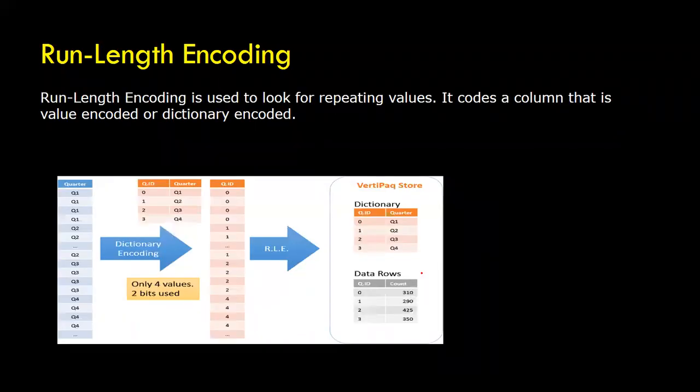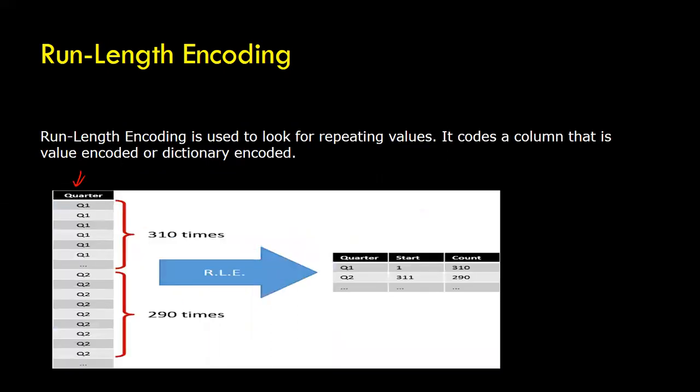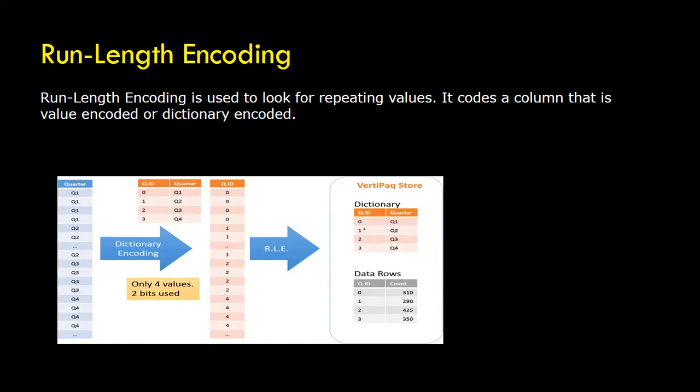And again, here it uses dictionary encoding. In this case, for Q1, Q2, Q3, Q4, it takes the distinct values and assigns an index value to each. So instead of the quarter value, it replaces the quarter with the index: 0, 1, 2, 3, for Q1, Q2, Q3, Q4.